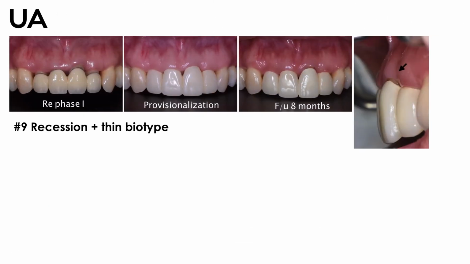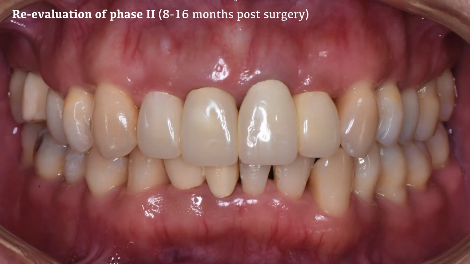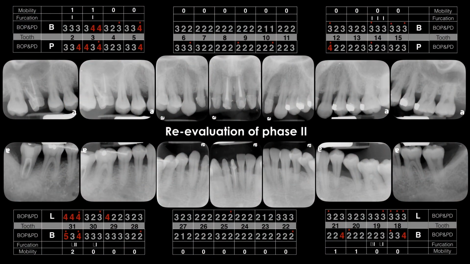Around tooth number 9, thin biotype and recession was still present after provisionalization. Therefore, soft tissue augmentation was performed by a tunneling technique and the epithelialized CTG. Patient maintained excellent plaque control throughout the treatment, and we can see radiographic bone fill over angular defect and furcation defect, reduction of the probing depth, bleeding on probing, and mobility after phase 2 therapy.